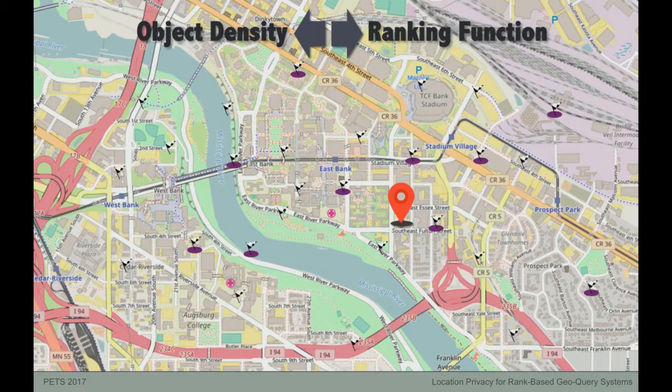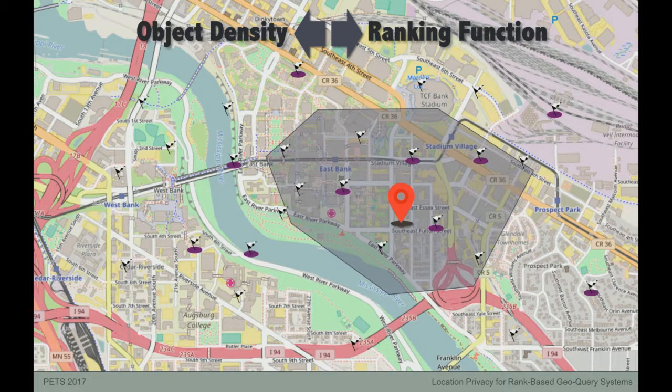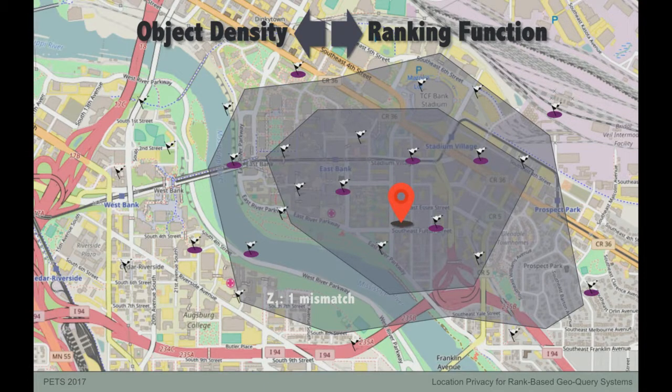So given such ranking functions are in use, you can think of what we call zones centering around you. For example, we could find a zone wherein if you move around, the result doesn't change at all. So you get the same result set. Then there could be an adjacent zone where if you go out into that zone, you still get to see most of the results that you would see in your actual location, but maybe one mismatch. So one of the points might be different now.